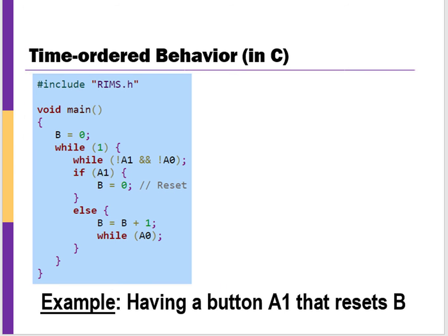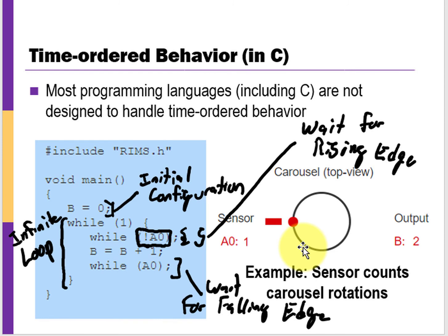Here we have what we're trying to do. We've got some code that's a little bit more in depth. What this code is doing is, let's imagine this previous example where B can only increase, it can only increment. Let's imagine we added an additional button that allowed us to reset B.